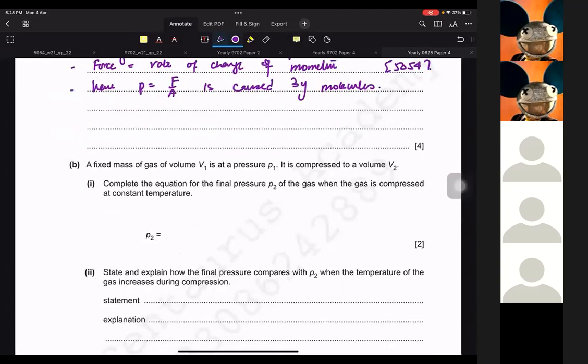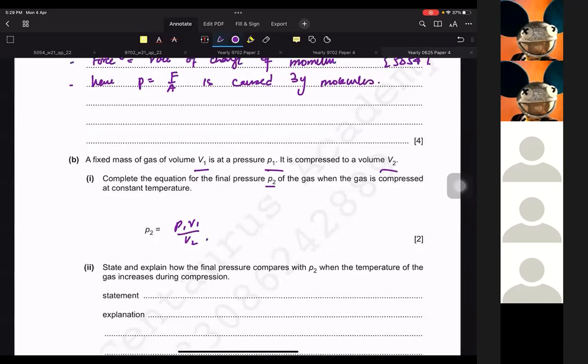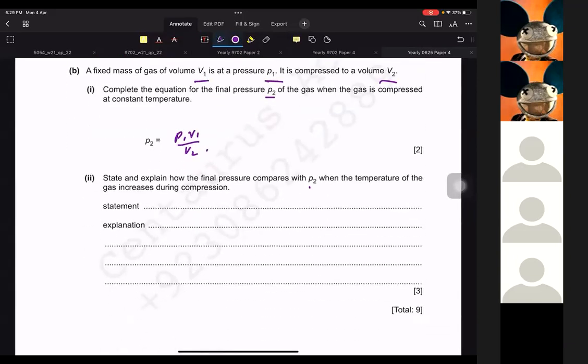Okay. Then it says a fixed mass of gas of volume V1 is at pressure P1. It is compressed to volume V2. Complete the equation for the final pressure P2 of the gas. V1 over V2. But they have not given the equals, so P2 equals P1 times V1 over V2. That's correct. Now state and explain how the pressure P2 compares with the temperature. So of course, pressure P2 has to be greater.